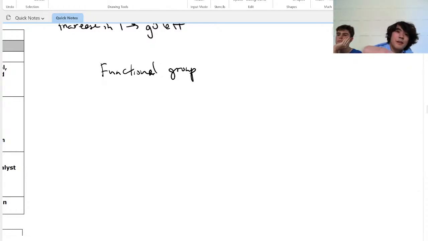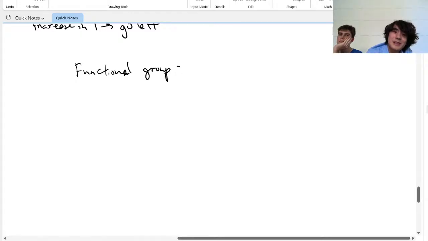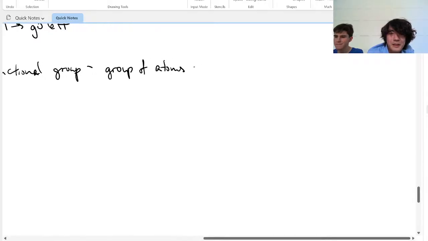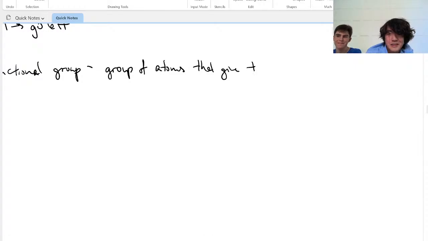If they ask you to define a functional group, then this is the definition. There's usually 7 marking points though, so just any of these will do. Homologous series. Functional group is a group of atoms that give the molecule its chemical properties. Is that right?